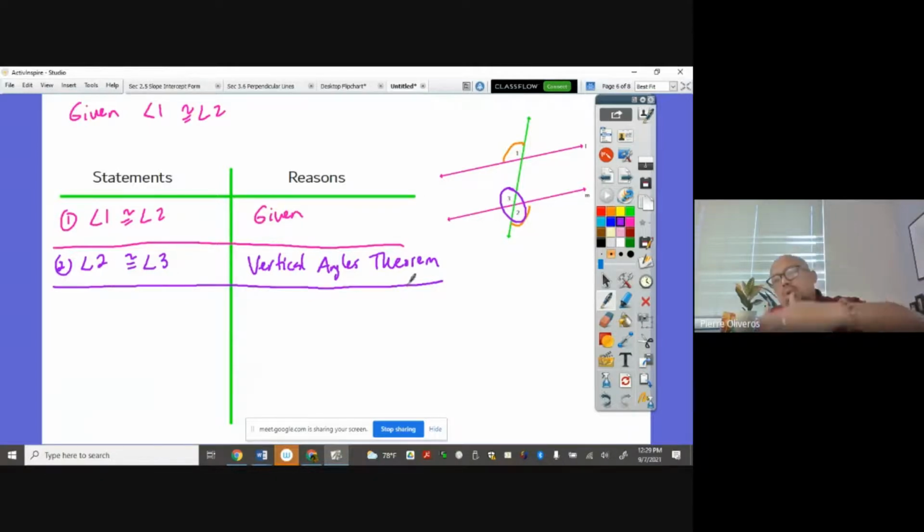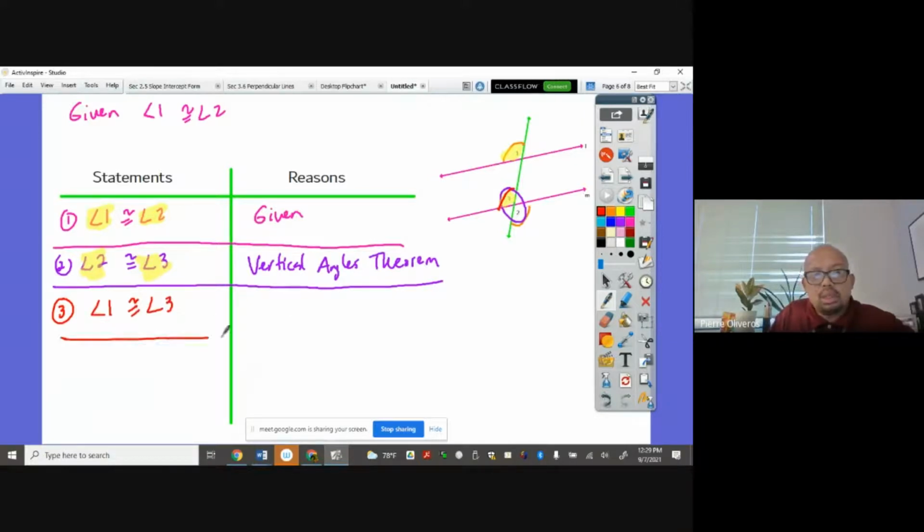So now we know that 2 and 3 are congruent, and we know that 1 and 2 are congruent as part of the given. What can we say now? What do we know about angle 1 and angle 3? They're also going to be congruent. Look at this portion here, guys. I have here 1 is equal to 2, but 2 is equal to 3. So therefore, angle 1 is congruent to angle 3. For what reason there? That's because of the transitive property of equality.